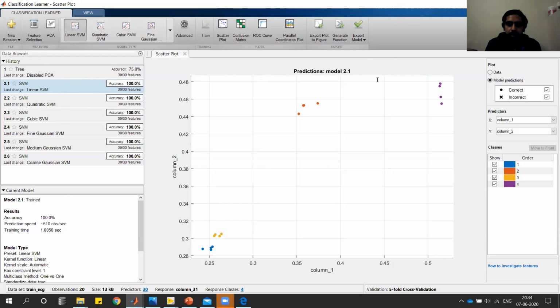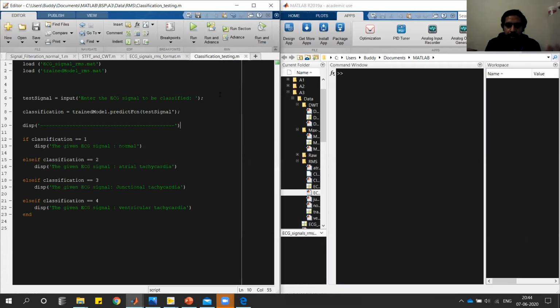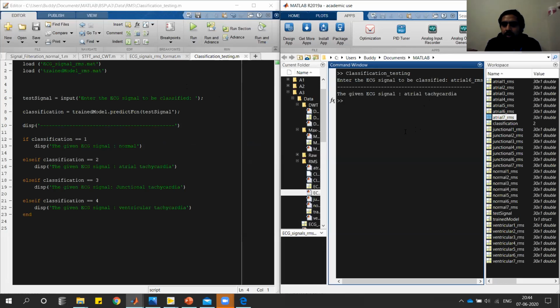And then we try to test our trained model with a fresh signal. So I'm going to demonstrate the testing out here. I'm going to put in an ECG signal which was not actually given to the trained model, and this trained model should be able to identify it correctly. As you can see, it's able to classify or identify it appropriately.